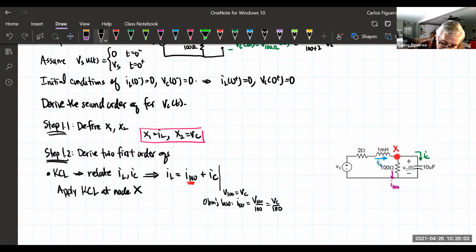So if I write this out, I'm going to continue to move in this direction. This is IL, and look what I'm going to do. I'm going to replace I100 in terms of VC over 100, plus IC.